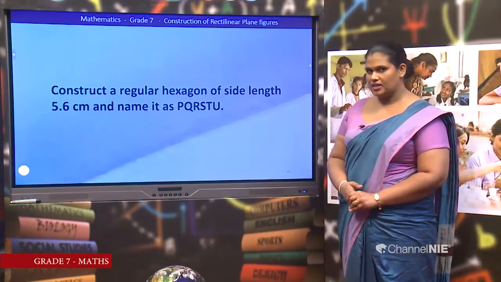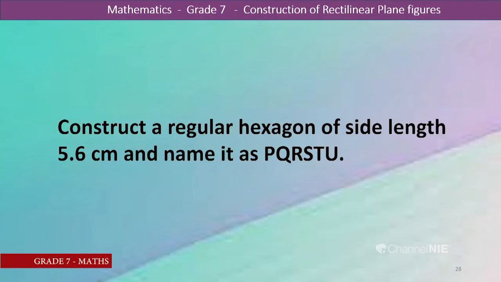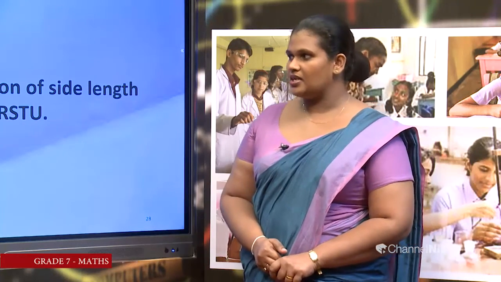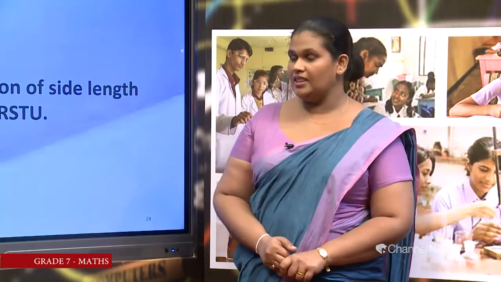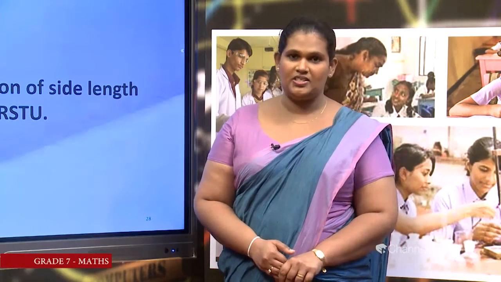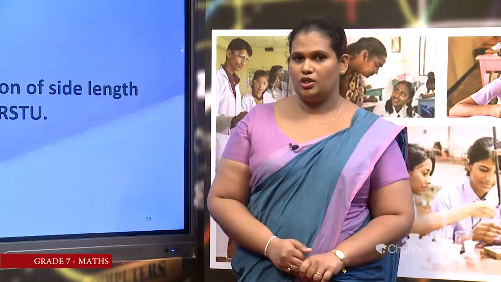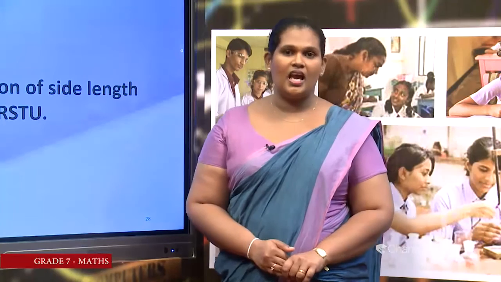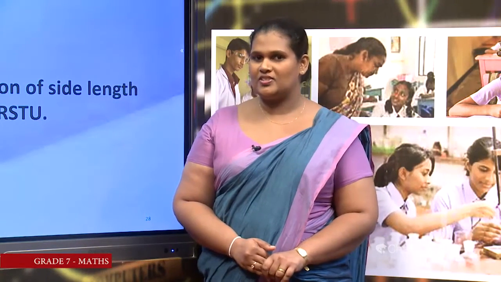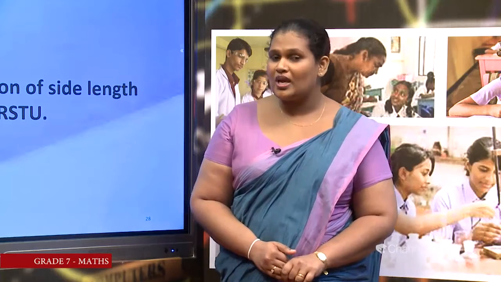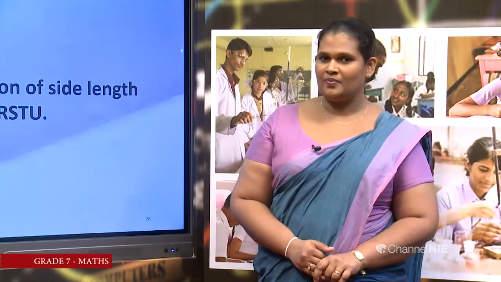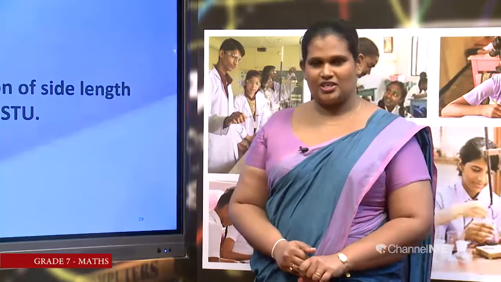Construct a regular hexagon of side length 5.6 centimeters and name it as PQRSTU. I'll say it once again. Construct a regular hexagon of side length 5.6 centimeters and name it as PQRSTU. Right. Previously, I have taught you how to construct the regular hexagon. So, we'll see whether you can construct it before me. Right. We'll move on to the construction.